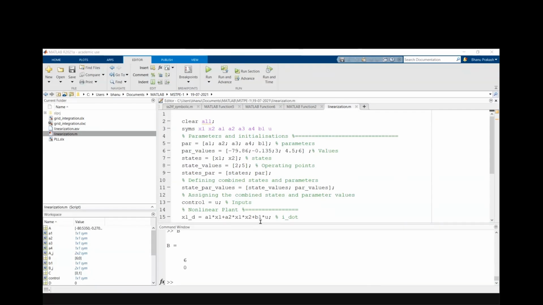Remember, for a nonlinear system, when you are linearizing from nonlinear to linear system, initial values are very, very important.